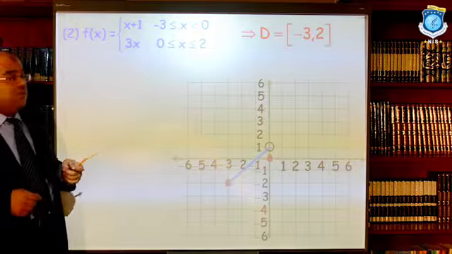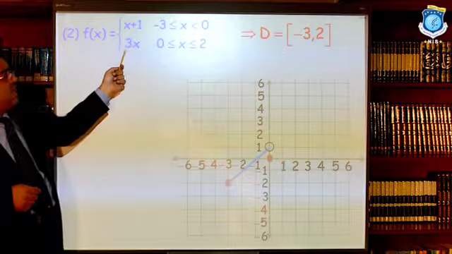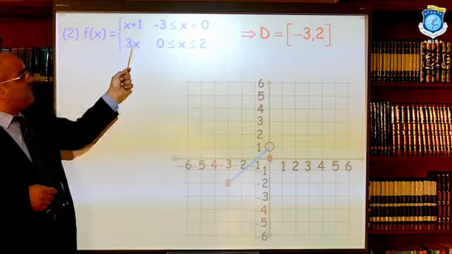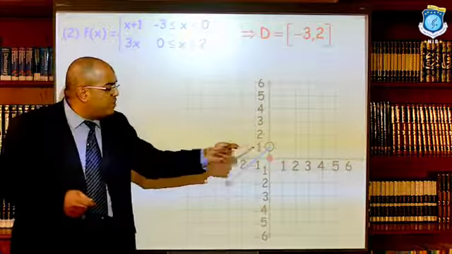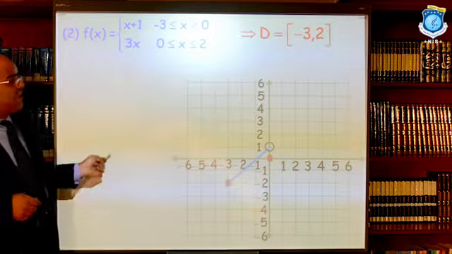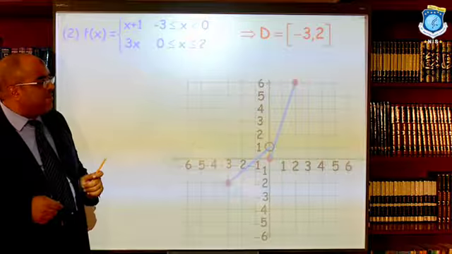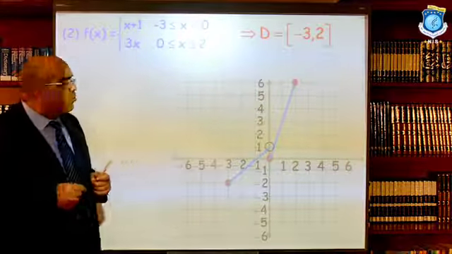The second rule of this function is 3x. We have to replace x by 0. It will be (0, 0), the first point. And if we replace x by 2, it will be (2, 6). Here, the last point. And we have to join them to get two line segments.